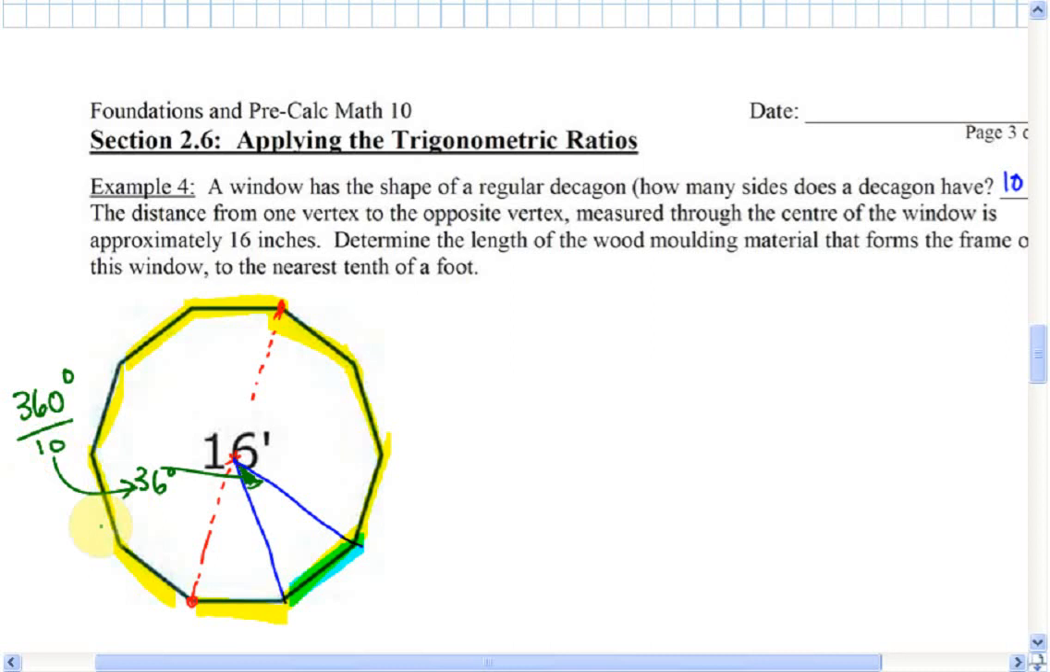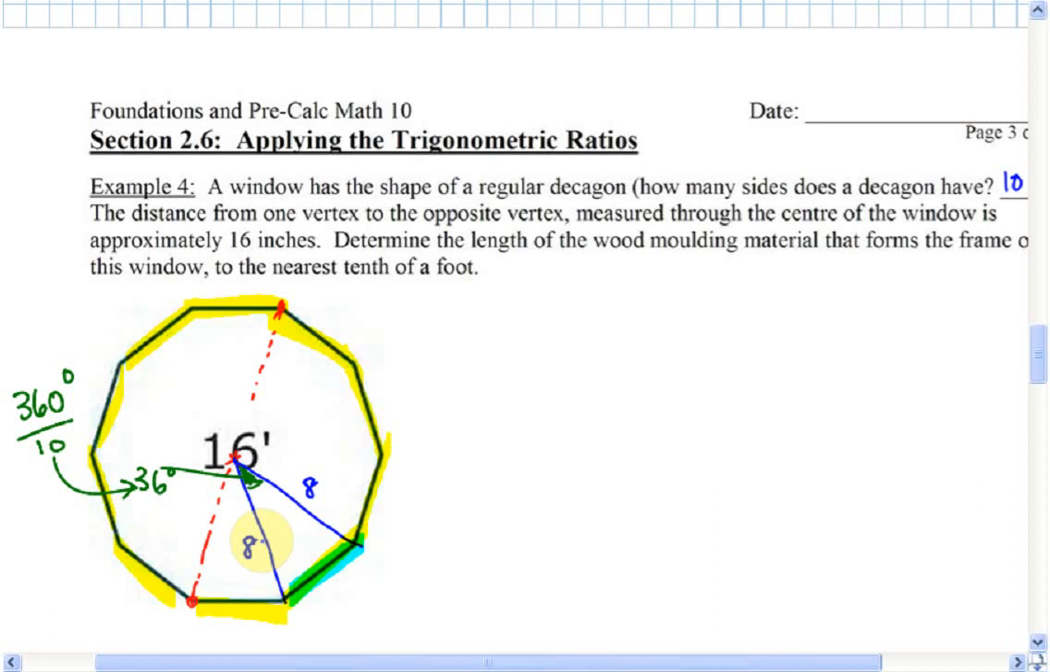Now, can someone else tell me something about the sides? Do we know any of the side lengths here? Jillian says they're 8. Why? That's right. They go to the center, half of 16. So each of these blue lines is equal to 8. Cool. Your job was to figure out the length of this long side here that I highlighted in blue, green, yellow. Okay?